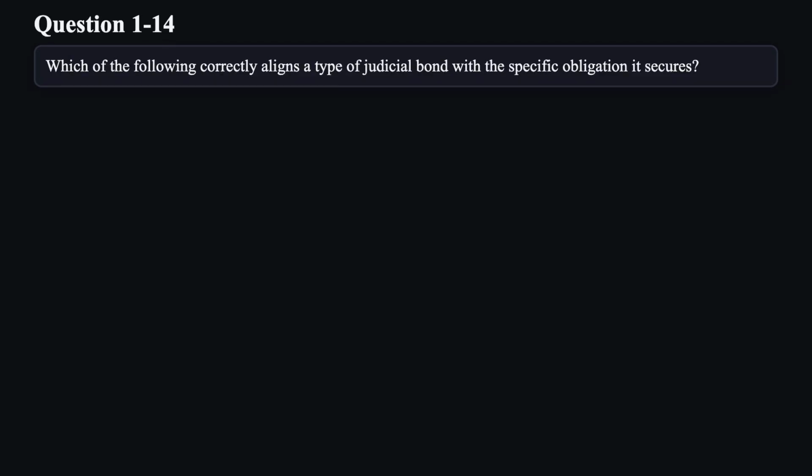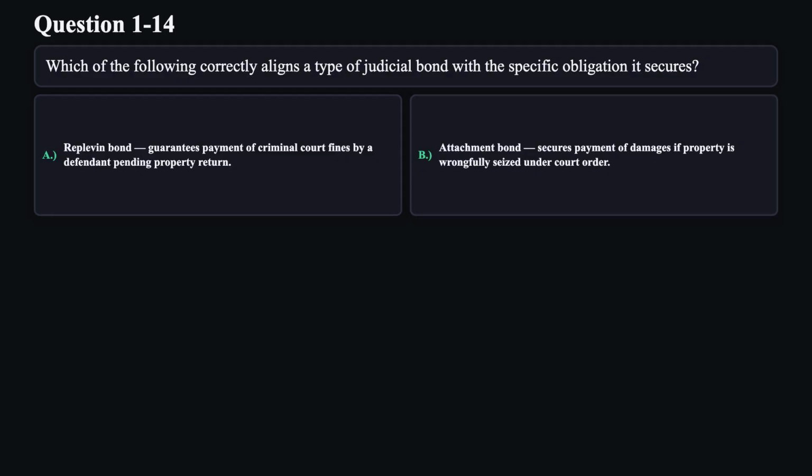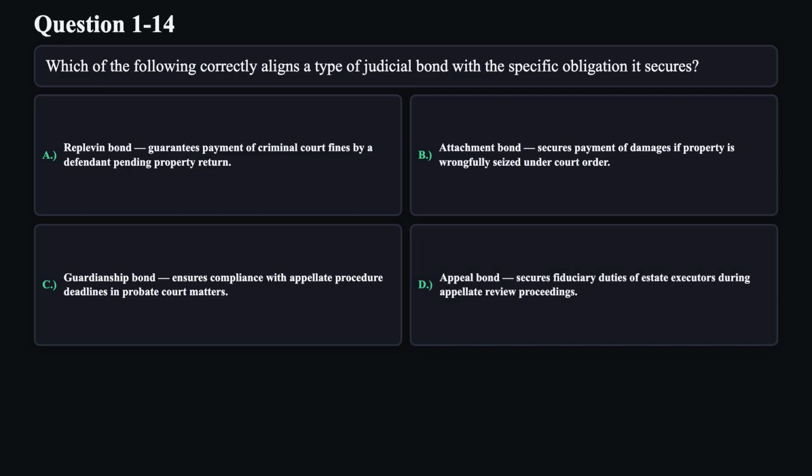Question 14. Which of the following correctly aligns a type of judicial bond with a specific obligation it secures? A. Replevin bond guarantees payment of criminal court fines by a defendant pending property return. B. Attachment bond secures payment of damages if property is wrongfully seized under court order. C. Guardianship bond ensures compliance with appellate procedure deadlines in probate court matters. D. Appeal bond secures fiduciary duties of estate executors during appellate review proceedings.